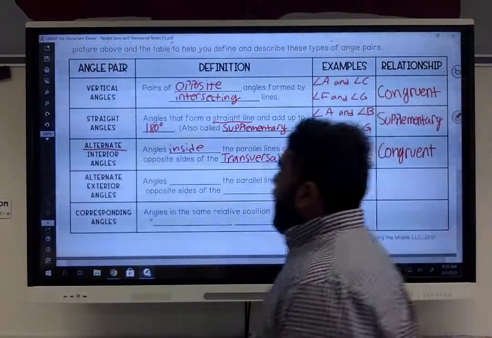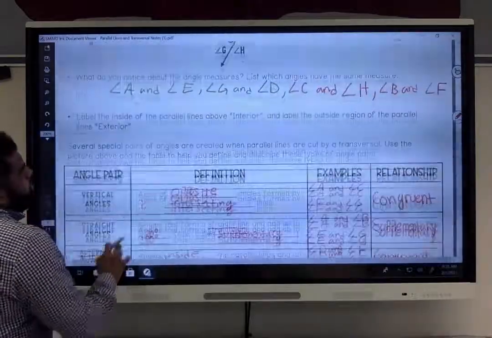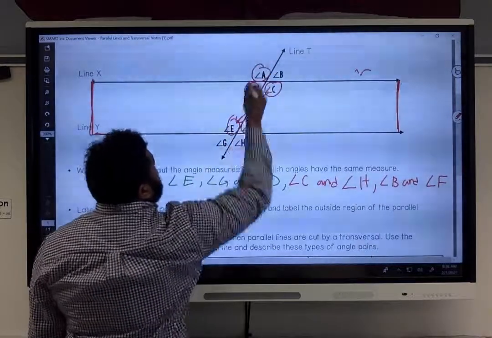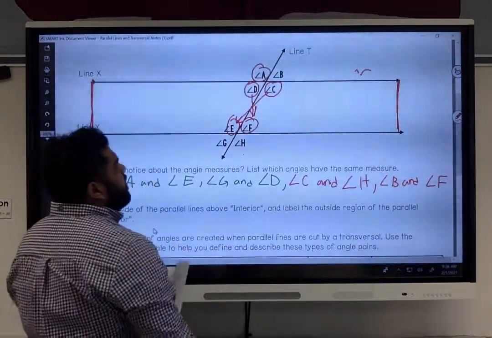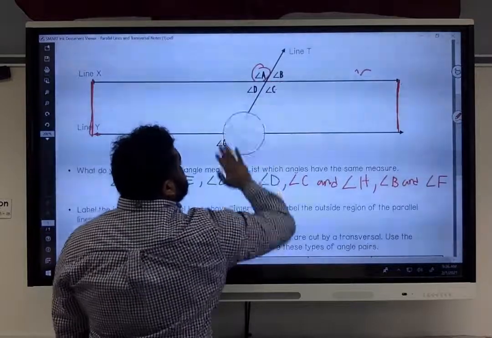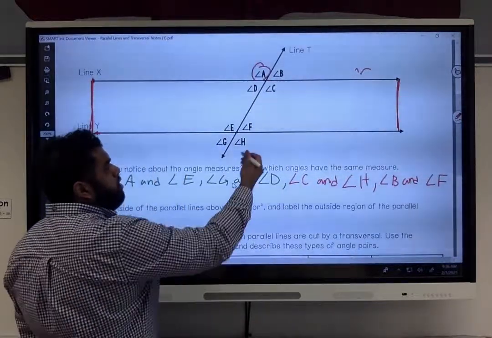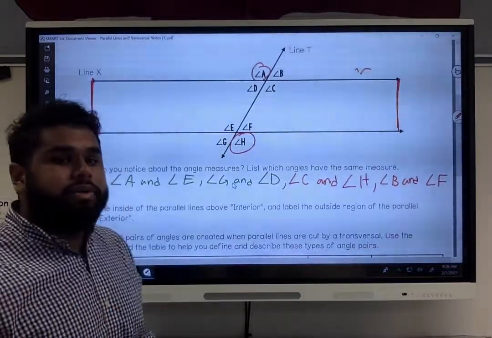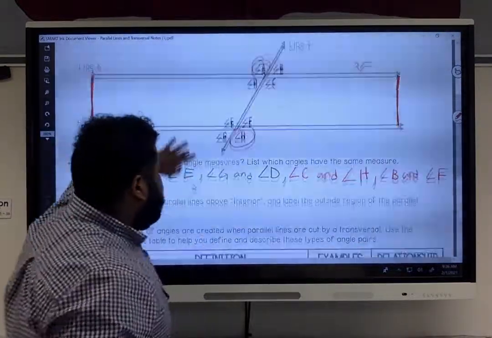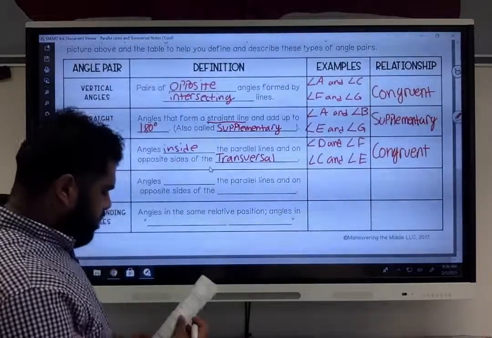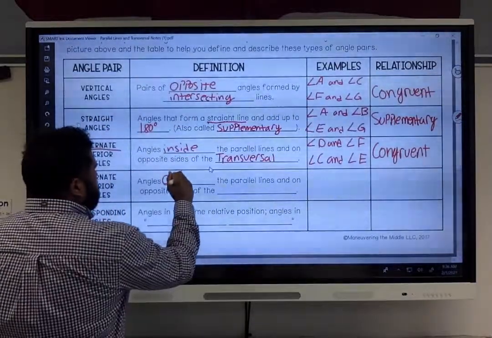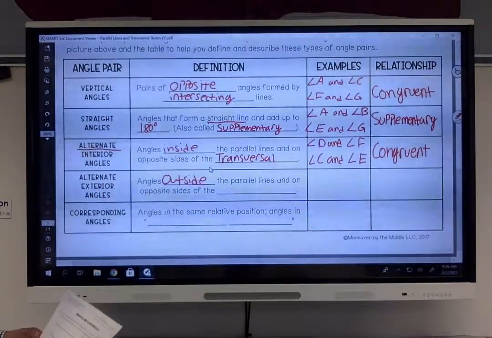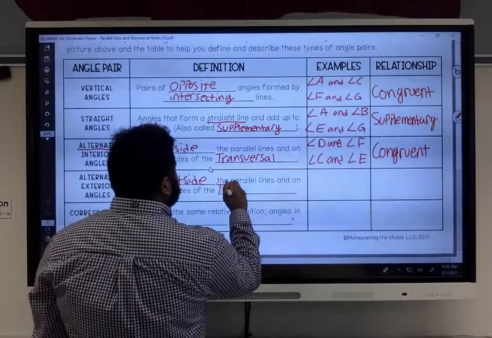So, alternate exterior angles. Again, we did the inside right here, so what's going to be the outside? Angle A, and what is on the outside of angle A? Let's go ahead and erase this. What's on the opposite side of angle A for the exterior? Remember, you can only use exterior because we're doing alternate exterior angles. So angle A and angle H. All right? So again, angles outside the parallel lines and on opposite sides of the transversal.